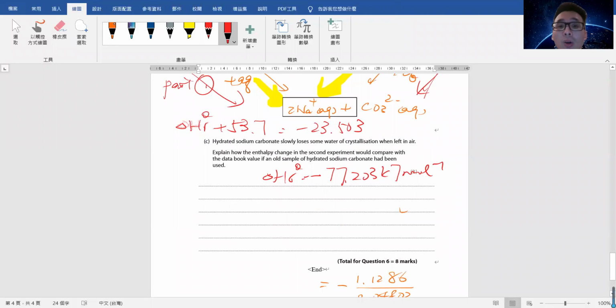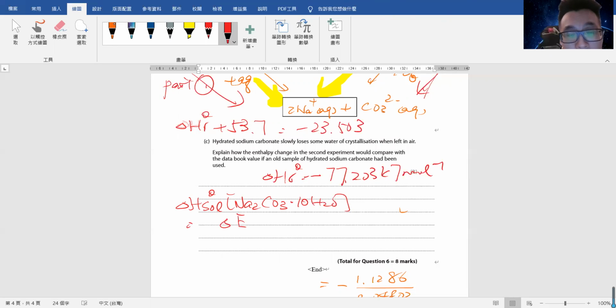Oh, last part. Hydrated sodium carbonate slowly loses some water of crystallization when left in air. Explain how the enthalpy change of the second experiment would compare. Okay, now, think about what will be happening. If you refer to part A, basically the enthalpy change of solution of, right now you're talking about the hydrated salt, is equal to the energy absorbed by water over the number of mole, right? Over the number of mole.